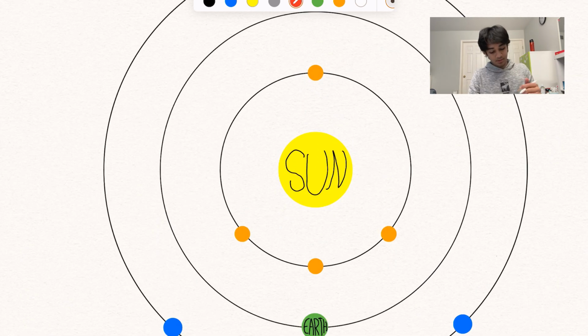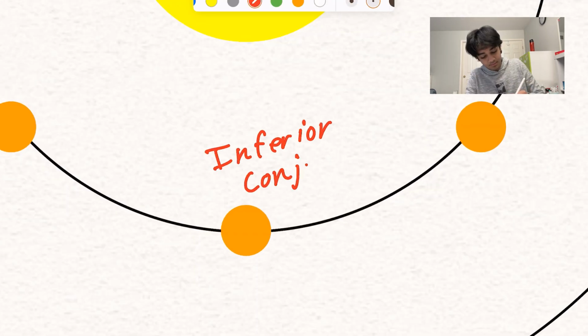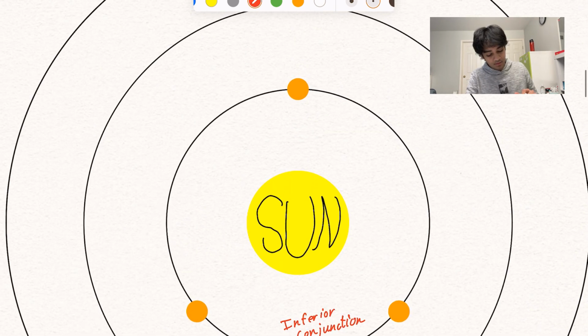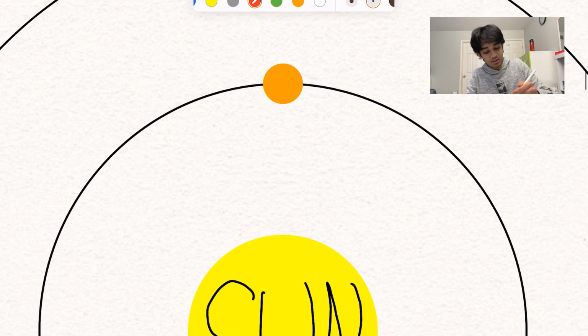We have that labeled as orange for the inner planets and blue for the outer planets. Okay, let's start labeling. If an inner planet like Mercury or Venus is exactly between the sun and the Earth, this planet is said to be in inferior conjunction. Now for a planet on the opposite side, so if the Earth and the inner planet are on opposite sides of the sun, we call this superior conjunction.